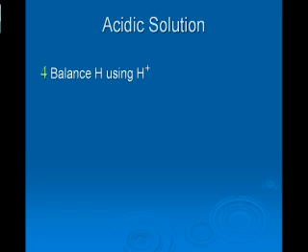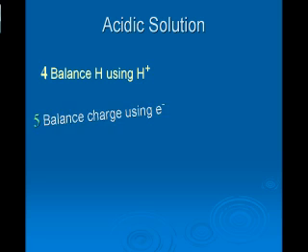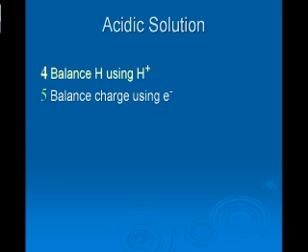Step number 5 then is balancing the charge. So you need to add up the charge of everything on the left side, everything on the right side, and then put in the correct number of electrons on the correct side so that the charges on the two sides of the equation are equal to each other.